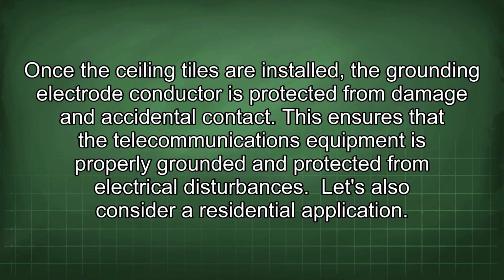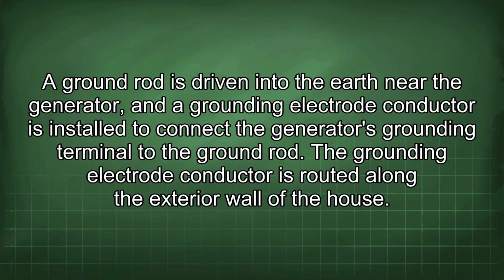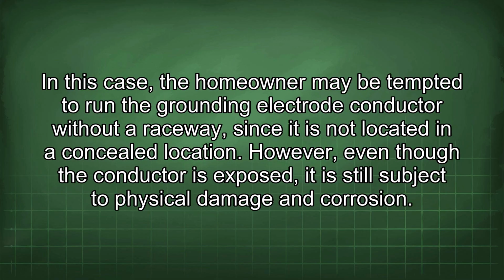Let's also consider a residential application. A homeowner decides to install a backup generator to provide power during outages. The generator requires a grounding electrode system that is separate from the home's main grounding system. A ground rod is driven into the earth near the generator, and a grounding electrode conductor is installed to connect the generator's grounding terminal to the ground rod. The grounding electrode conductor is routed along the exterior wall of the house. In this case, the homeowner may be tempted to run the grounding electrode conductor without a raceway since it is not located in a concealed location.